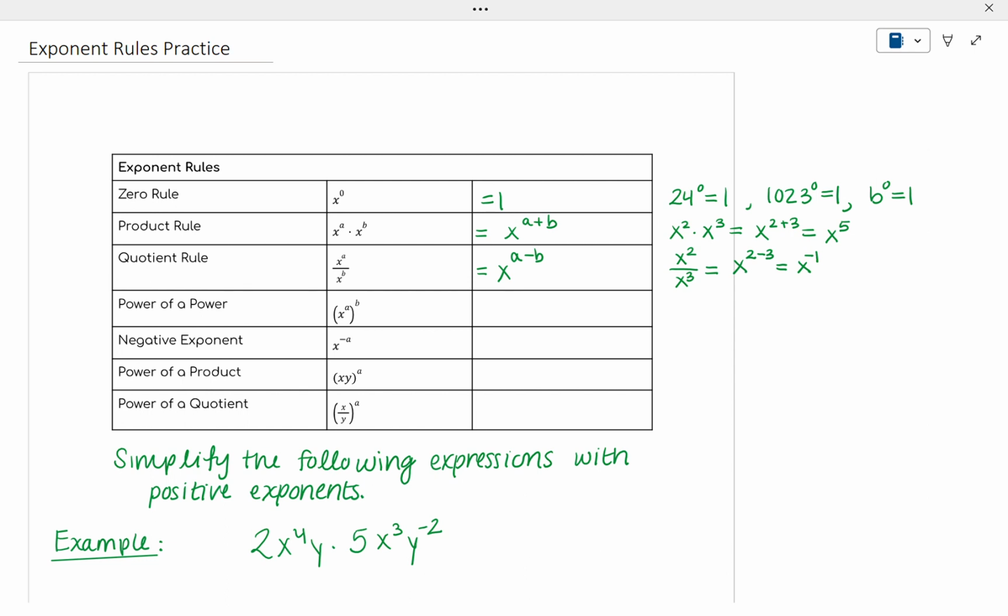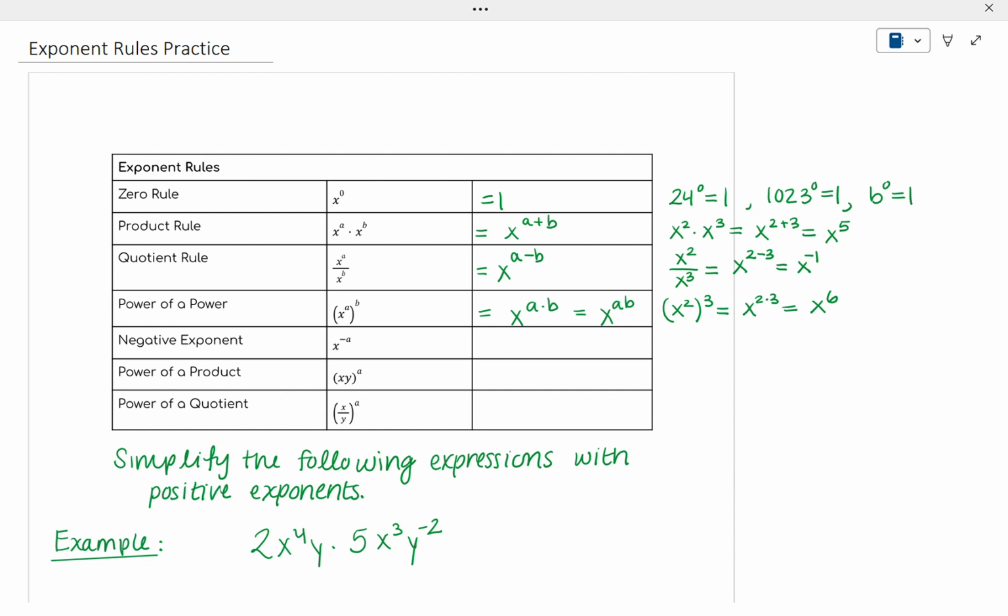Power of a power, x to the a raised to the b, is equal to x to the a times b, or this can be just written as x to the ab. x squared raised to the 3rd power, this is x to the 2 times 3, which becomes x to the 6th.